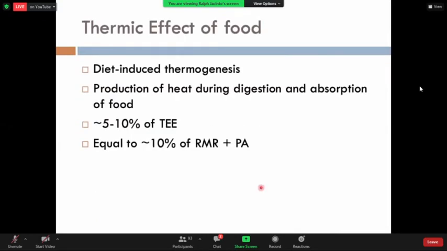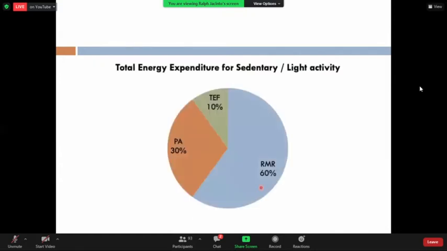And then we have the thermic effect of food. This is the amount of energy needed during digestion and absorption. If we are to make a pie chart, this is how it looks. Our total energy would be approximately 60% used in the resting metabolic rate, followed by the physical activity and then the thermic effect.